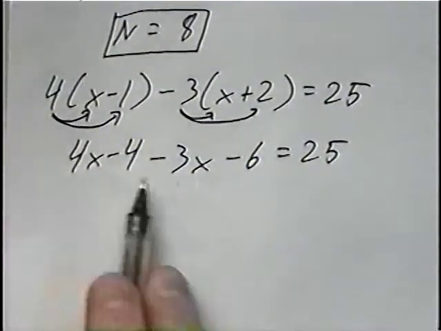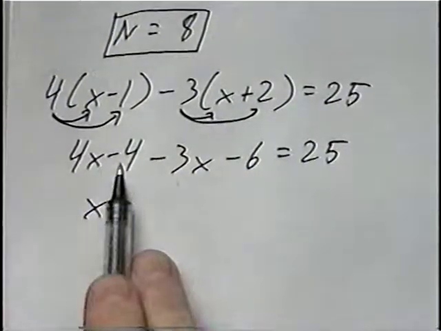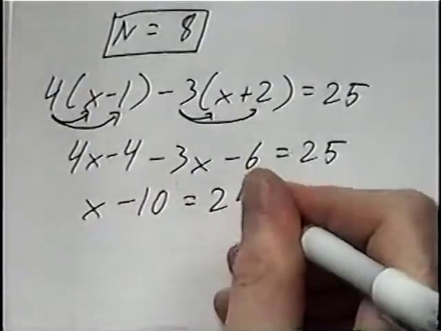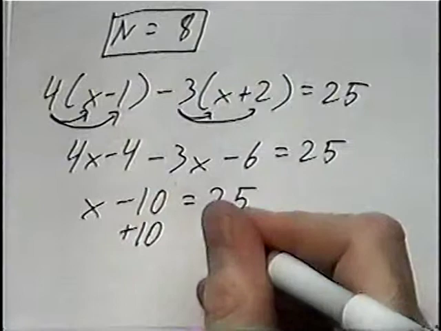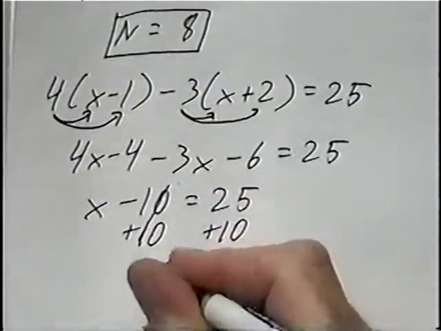Combining like terms, 4x minus 3x will just be x, and negative 4 minus 6 would be negative 10, equals 25. Add 10 to both sides, and x equals 35.